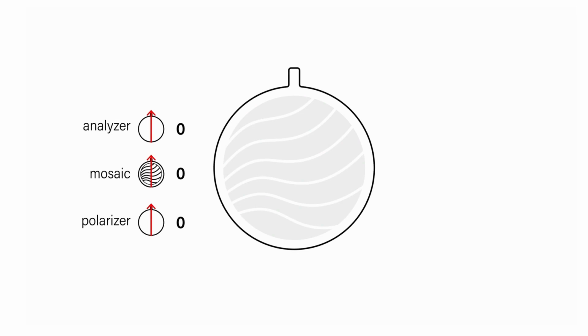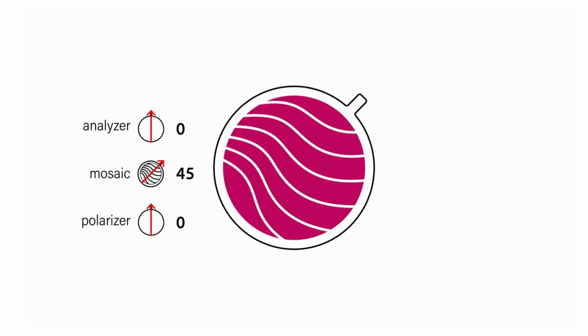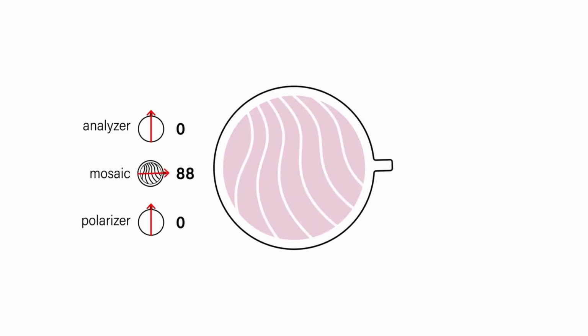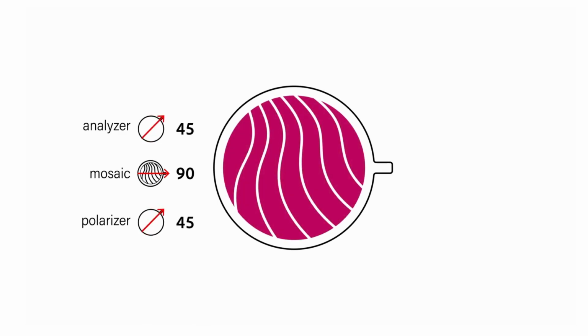For clarity, we use the term analyzer to refer to the topmost polarizer. When both polarizers are aligned with the cellophane's strain direction, the mosaic will appear colorless, and at 45 degrees, it reaches maximum saturation. The mosaic alternates between colored and colorless at 45-degree increments. And since the opacity of the mosaic depends on its angle relative to the polarizers, you can achieve the same effect by either rotating the mosaic or rotating both polarizers at the same time.